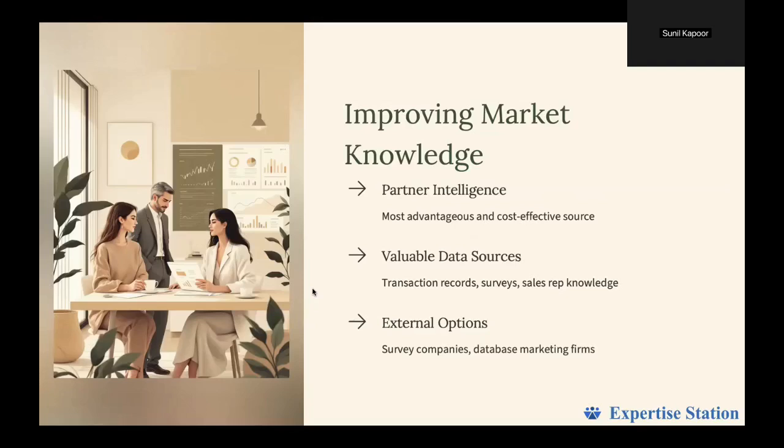In that case you can also go for research agencies who help you find the details about your particular product. Of course, this method is a little costlier compared to the first one. And then the third option would be external options, which can be done through personal one-to-one interviews, surveys, or database marketing through external parties. So these are the different ways to get information or know about your market.